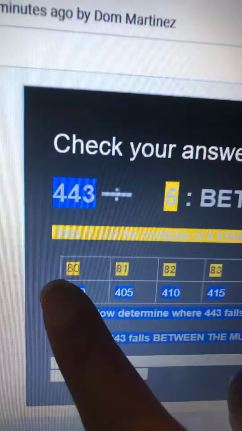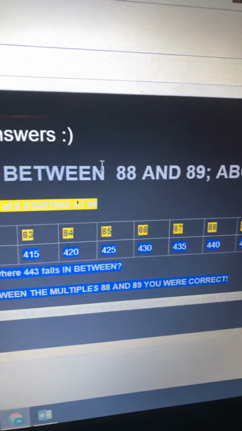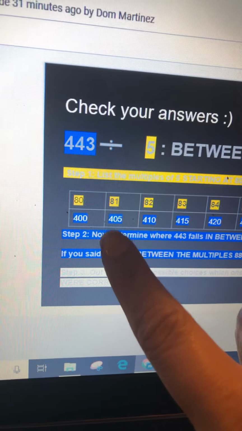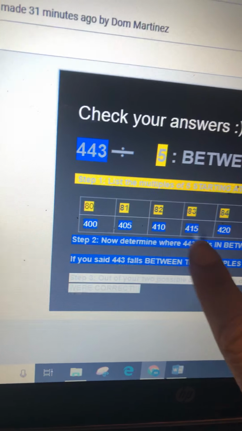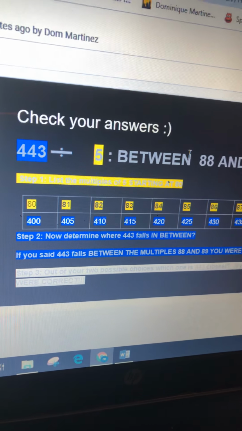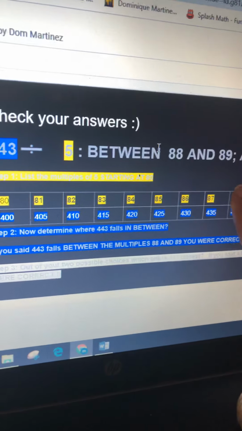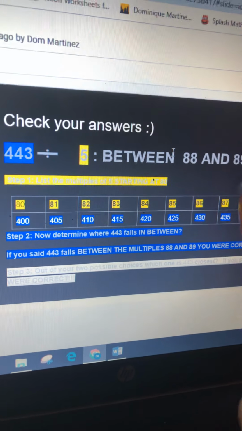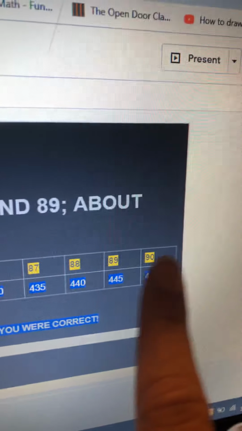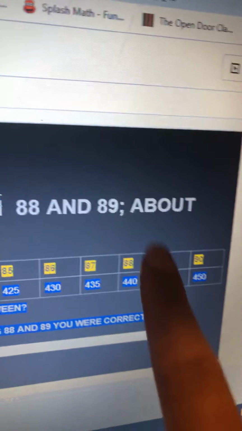All right, so we got to get a little bit closer. Now we're going to list starting at 80 and going all the way through to 90. So how do we do that? 5 times 80 is 400. 5 times 81 is 405. You can just count by 5s at that point and go 405, 410, 415, 420. I would recommend doing a chart every time and putting a red mark in between to find where it falls in between. So here it falls in between 88 and 89.